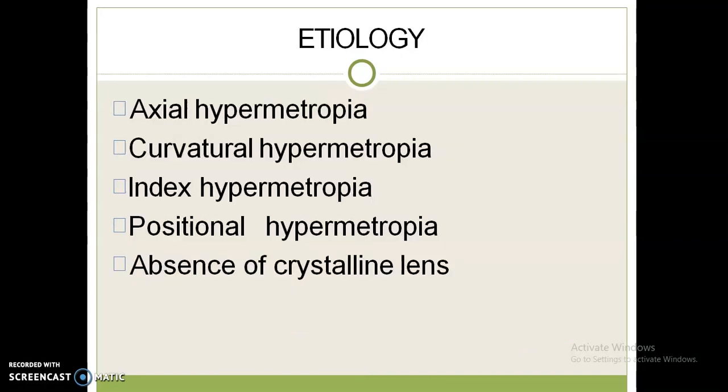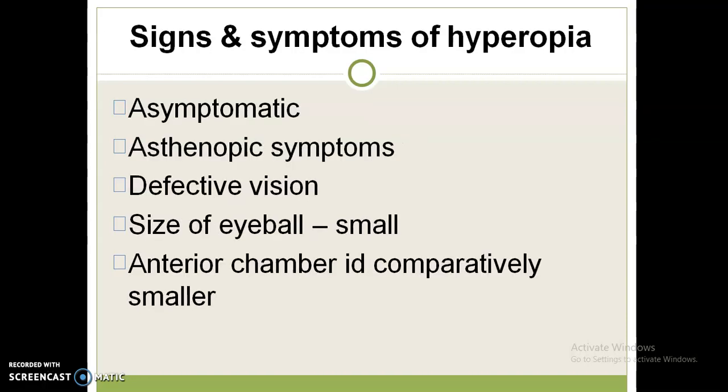The etiological factors are axial hypermetropia, curvatural, index hypermetropia, position hypermetropia, and the absence of the crystalline lens, or aphakia. Then the signs and symptoms of hyperopia are that it may be asymptomatic, then asthenopic symptoms, then defective vision, then the size of the eyeball will be small, and the anterior chamber will be comparatively small.